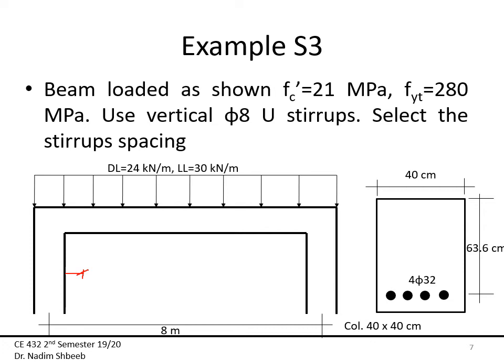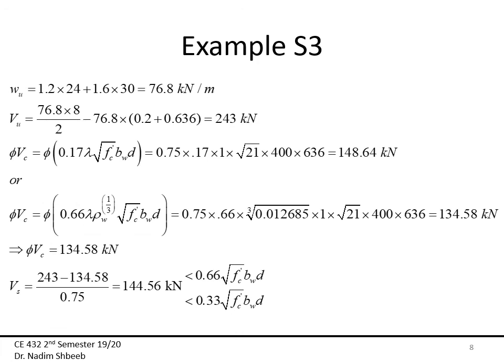Dead load is 24 kilonewton per meter, live load is 30. I'm using smaller f'c. Here I'm using 280 for my stirrups, and I'm using phi 8 instead of phi 10. Okay, like the example before, I still need to calculate my V ultimate.